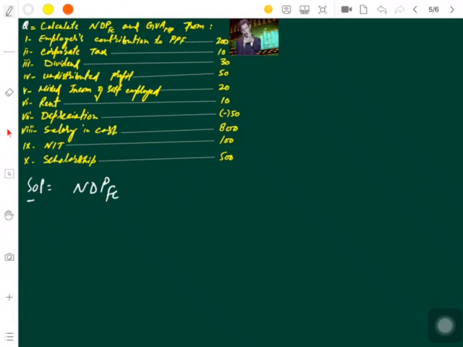Solution will be like, first, NDP at FC. What is it equal to? Recall it: compensation of employees plus operating surplus plus mixed income of self-employed. I am writing in the short form now.